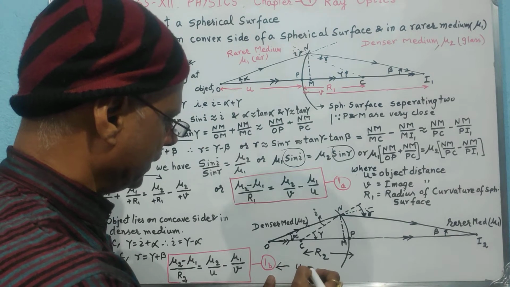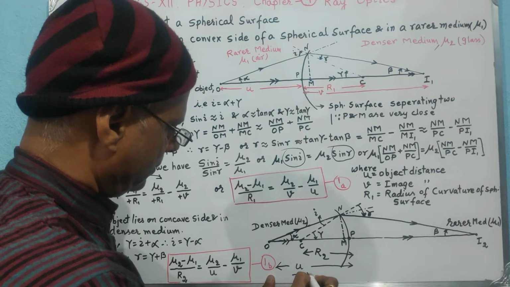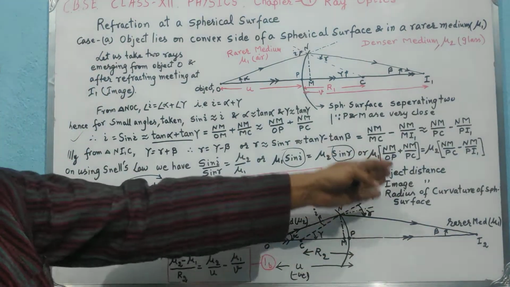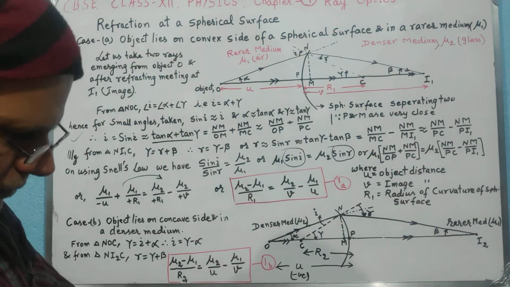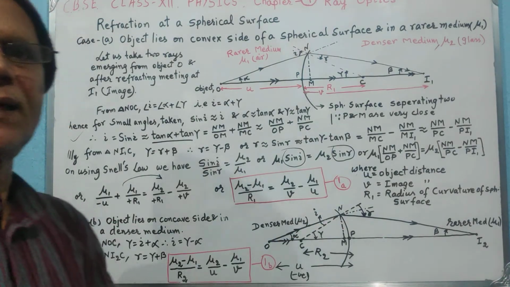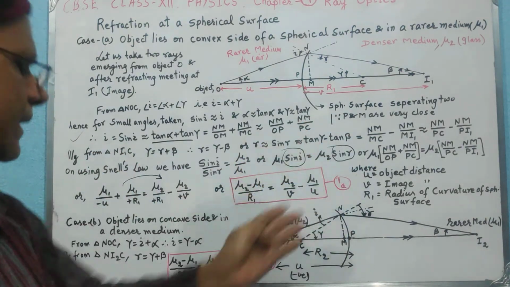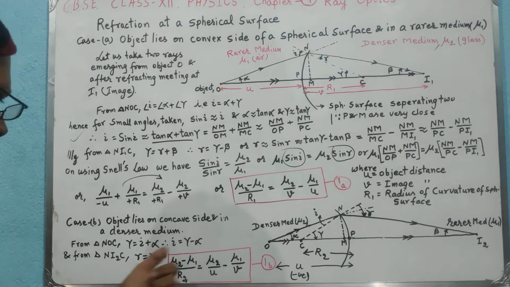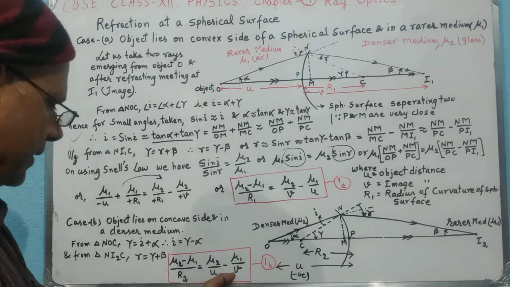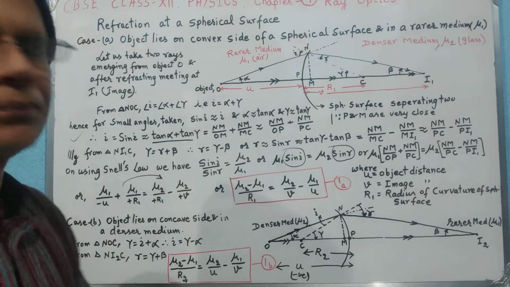So this u is negative, and the image distance is again positive as we got in the first case. So we have to simply apply the sign convention, apply Snell's law, and then put the values of tan gamma, tan alpha and tan beta, and then solve it. We get this expression, we call it 1b.